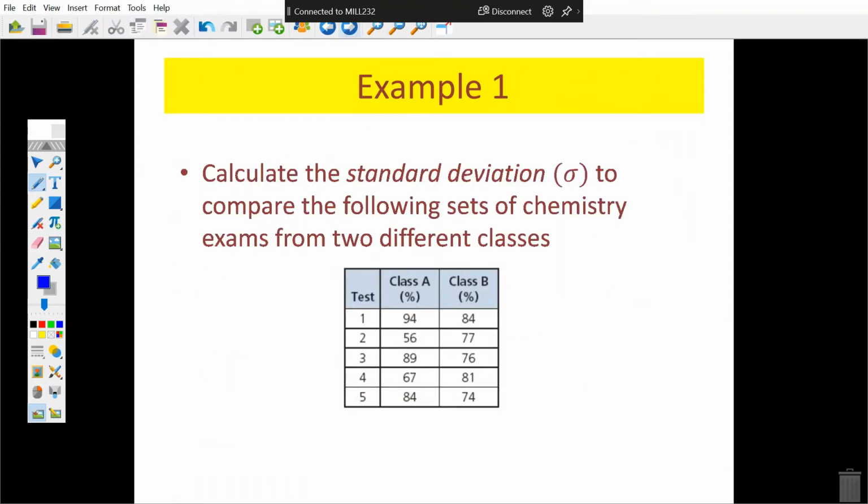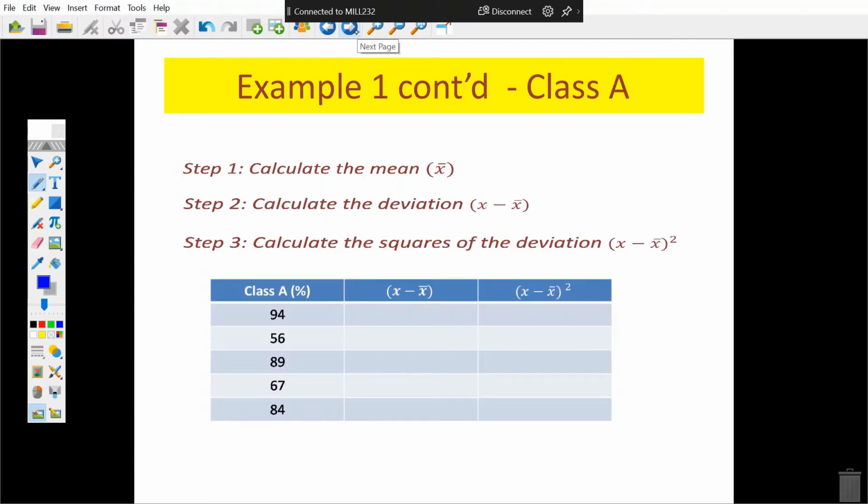Example one: they want us to calculate the standard deviation to compare the following sets of chemistry exams from two classes. So here's what it looks like. Make yourself a little table that looks like this. We're going to start with class A. We've got five marks that students got on tests from class A: 94, 56, 89, 67, and 84. I'll give you a minute to get this down. I don't want to rush you through this part.